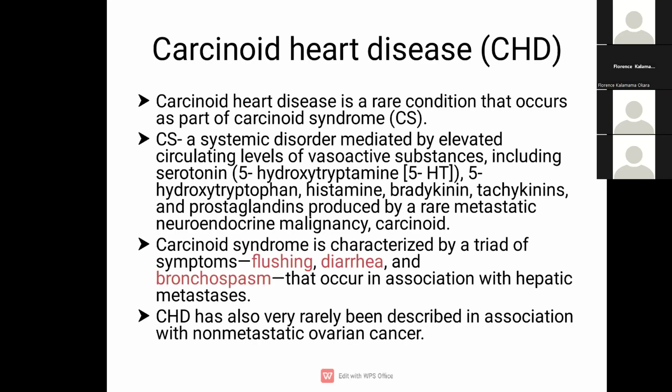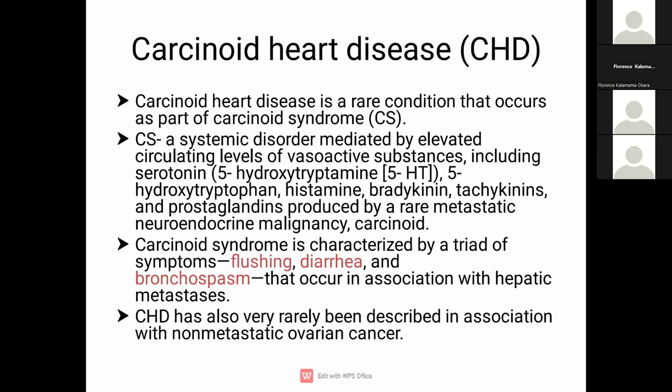Now, I'll just go briefly to carcinoid heart disease. Carcinoid heart disease is a rare condition that occurs as part of carcinoid syndrome. And carcinoid syndrome is a systemic disorder mediated by elevated circulating levels of vasoactive substances, including serotonin, 5-hydroxytryptophan, histamine, bradykinin, and then the tachykinins and prostaglandins, which are produced by a rare metastatic neuroendocrine malignancy called carcinoid.